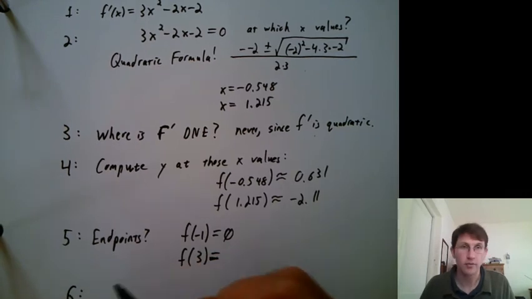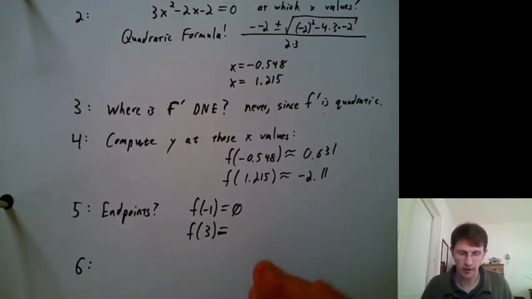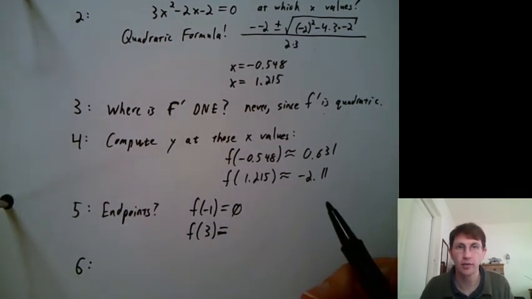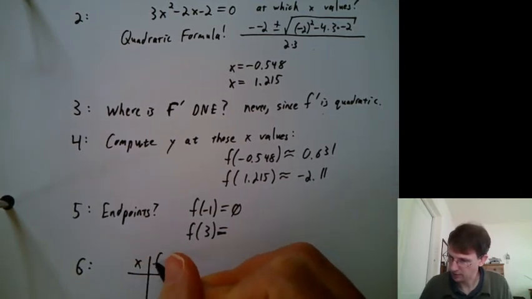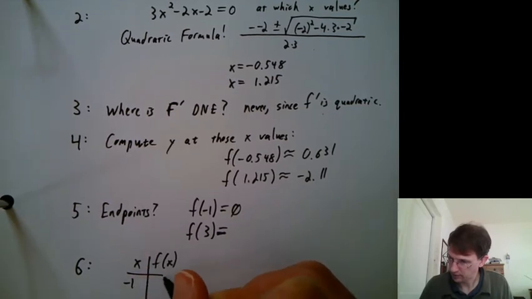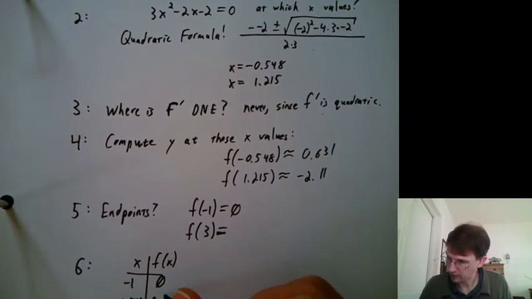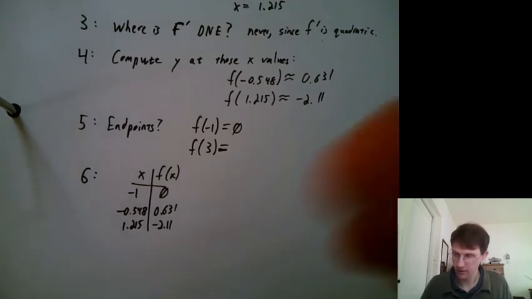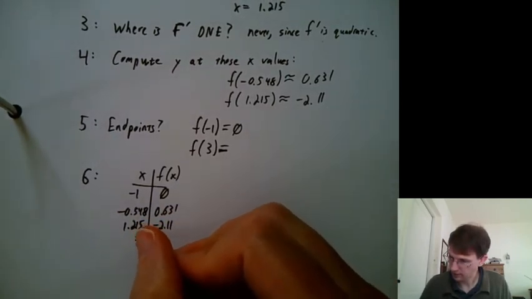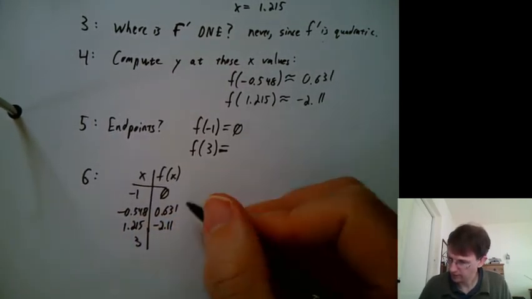And then step 6, of all those y values, the highest and the lowest are the global max and min. Here it wouldn't be a bad idea to make a table. So at -1 we had a value of 0. At -0.548 we had 0.631. At 1.215 we had -2.11. And at 3 we had whatever.